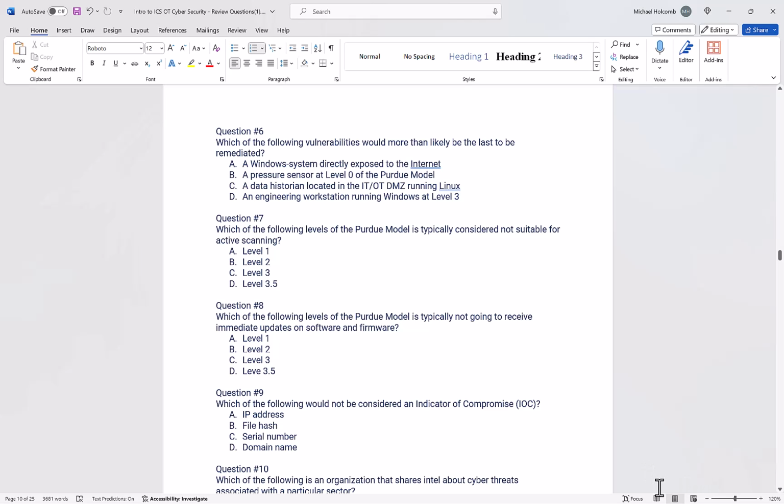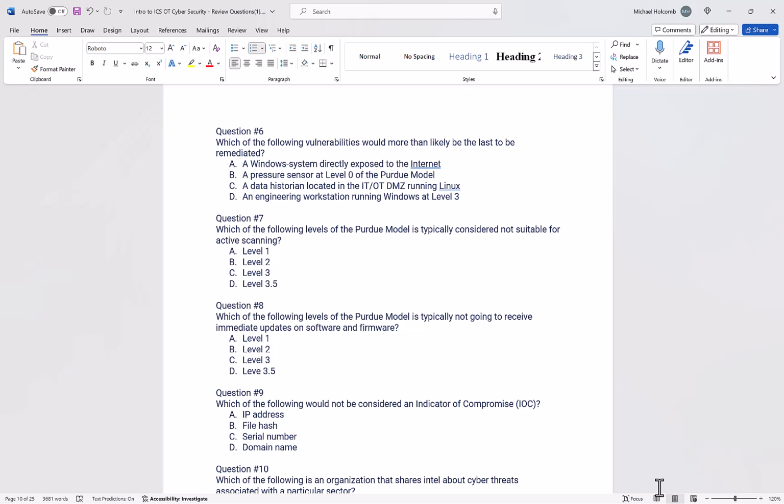Question 9, which of the following would not be considered an indicator of compromise? Remember, indicators of compromise are pieces of evidence or clues that we can use to determine whether an attacker is in the environment or not. So when we have a known IP address of a compromised machine where we know an attacker is coming from, or we have the file hash of a file that is known to contain a tool used by an attacker. Right. Or the domain name, right?